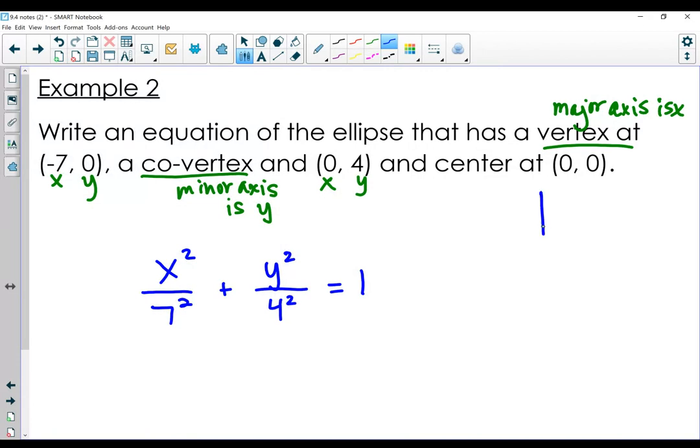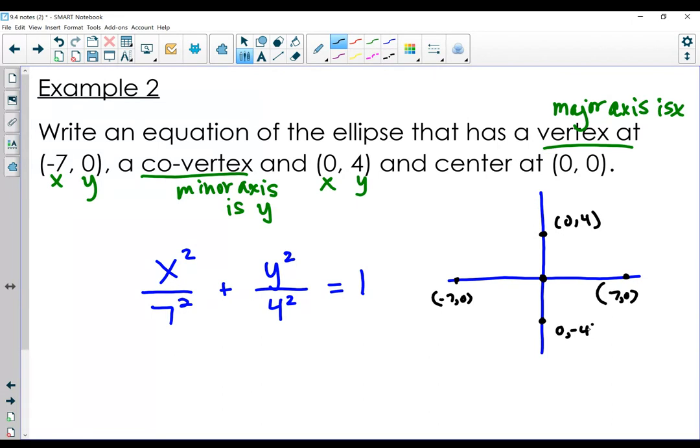And maybe it would even help to look at a good graph right now. So this would be my 0, 0. It says I have a vertex at negative 7, 0. So that means my other one would be over here, right? It's symmetrical at positive 7, 0. I have a co-vertex at 0, 4. So that means the other one would be down here at 0, negative 4. So this would be my ellipse.